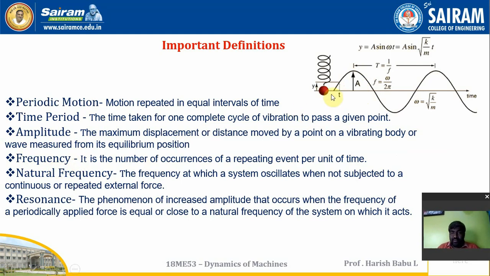The frequency is nothing but how many cycles can be done: the number of occurrences of a repeating event per unit time. If this is one cycle, how many cycles can be repeated in a given time? It may be 1 second or 1 minute, and depending on that, I can define the frequency. Now, natural frequency. We know what is meant by frequency. The natural frequency is the frequency when there are no external forces acting on the body. If you calculate the frequency of a particular object in that condition, it is called the natural frequency.